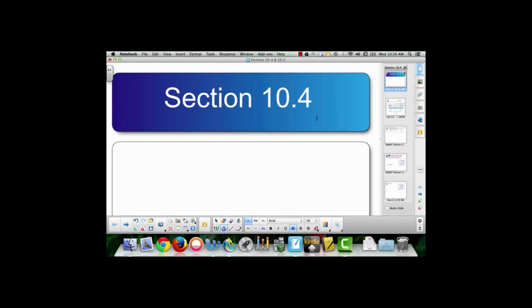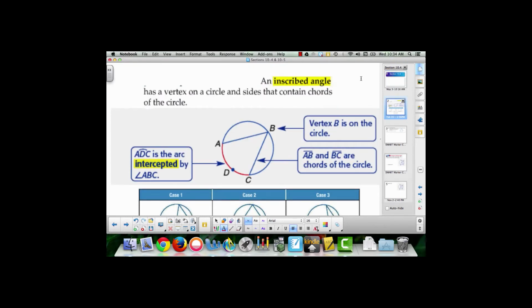We will do section 10.4 in your book. We're going to talk about a second type of angle with respect to circles called an inscribed angle.